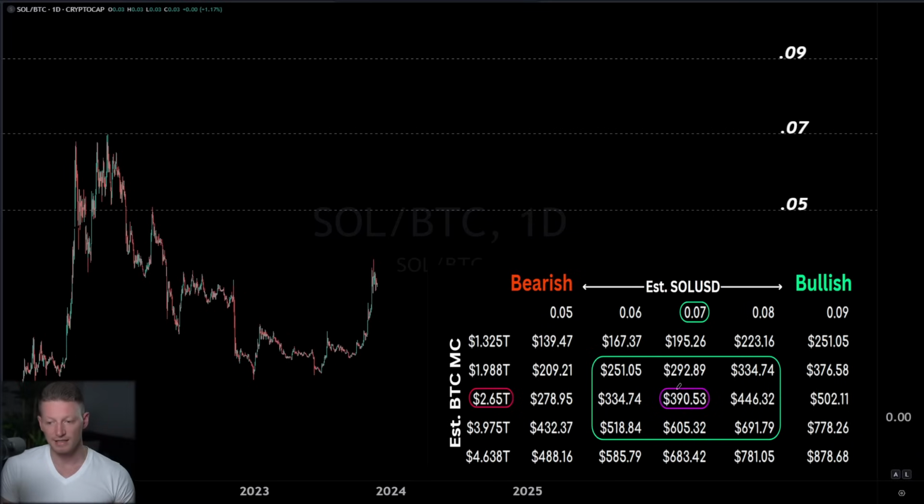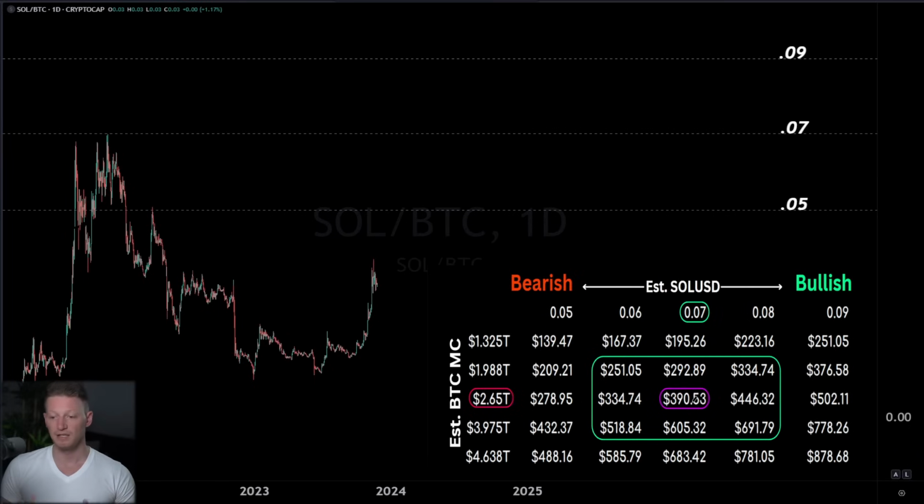Personally, this is kind of the level that I'm using as my base case, this 390. I think Bitcoin probably gets to somewhere plus or minus right in that zone, and I think Solana is probably going to have another decent market cycle. So I'm expecting another run from where we're sitting right now, at around 56, 57 bucks, all the way up to eventually around 400 bucks.